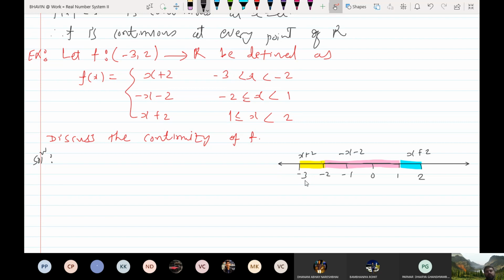So if your x is between minus 3 and minus 2, then f(x) is a polynomial. And every polynomial is continuous, since you can find its derivative, and every differentiable function is continuous. Similarly, if you take x between minus 2 and 1, f(x) is nothing but minus x minus 2. So again it is a polynomial, and every polynomial is continuous. Therefore this is continuous. Now, if your x is between 1 and 2, then f(x) is x plus 2. Again, it is a polynomial and continuous.